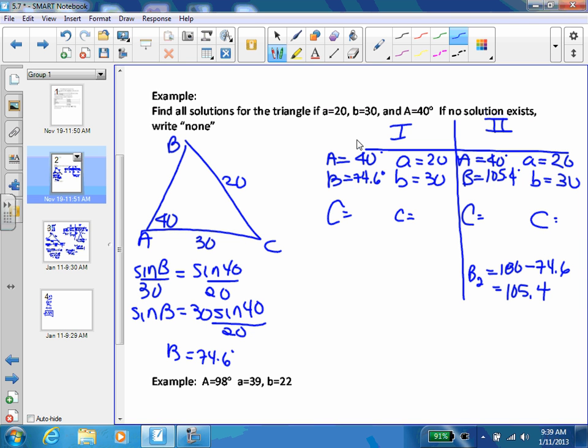Okay. So we know that in case 1, angle C is going to be 180 minus 74.6 minus 40, or 65.4 degrees. And in case 2, we're going to take 180 minus 40 minus 105.4, and we'll get 34.6. And so then are our C's going to be the same in each case, or will they be different in each case? They'll be different, so you're going to have to do this process twice to figure out what side C is. Allie?